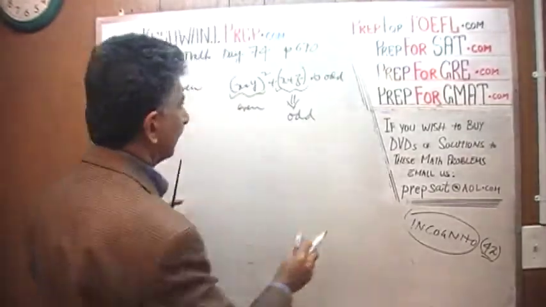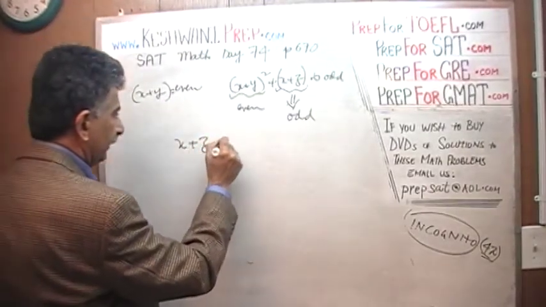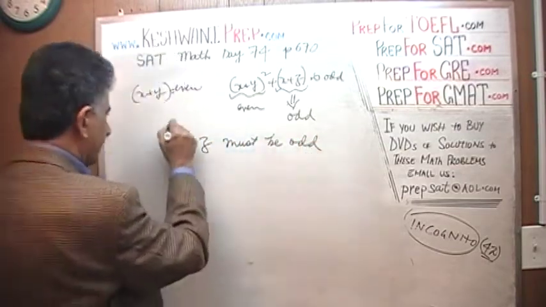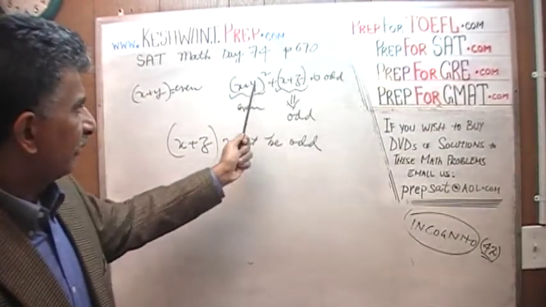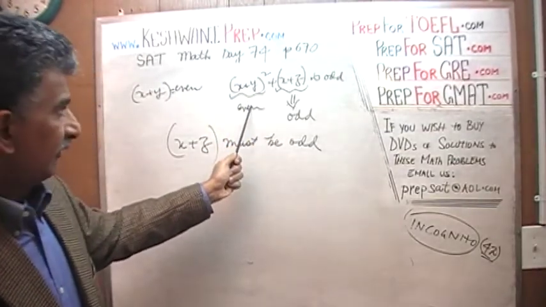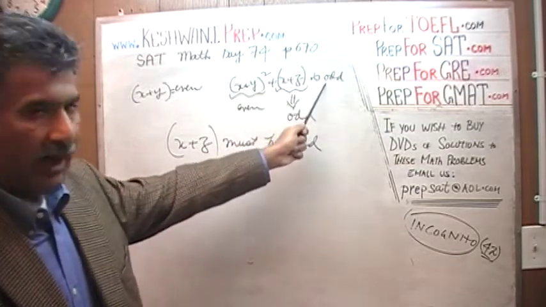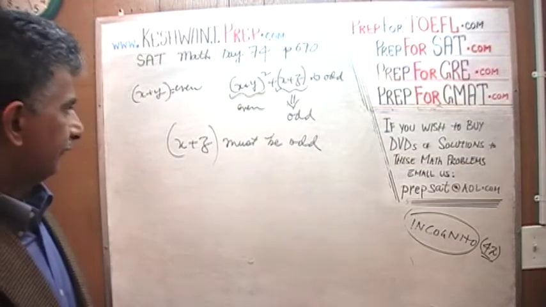So we're done with that part. Now, that tells us that x plus z must be odd. This quantity has to be odd. In order for the sum of these two quantities, x plus y squared, which we know is even, and x plus z, to be odd, the second part, x plus z, has to be odd.